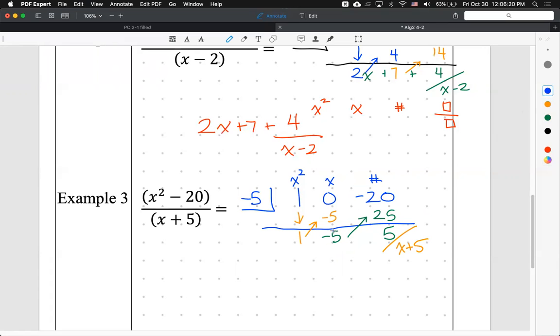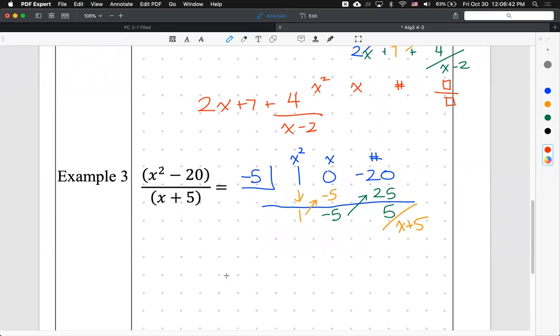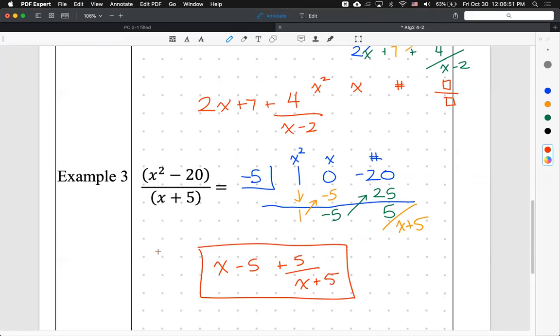Is this -5, -5, or is it a -5x? No, it's just the normal number. It's just -5. And then Jessica, what must this first term be? Is it 1, 1x, or 1x squared? 1x, yeah. All right, there it is. And then we can write out our final answer. We had 1x, or just x, -5 plus 5 over the quantity of x plus 5. Final answer box it. You may begin on your homework.